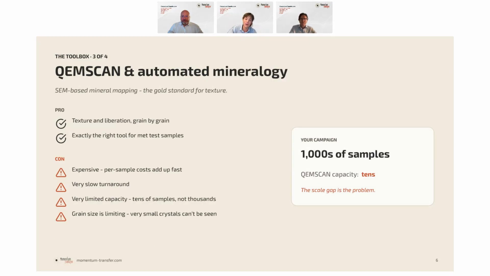Obviously, this is pretty expensive. It can take a long time to actually get your results back. It's not super good at doing your whole drill campaign. Well, not at all. You need to be selective in what you're sending in, and it's limited by grain size. So if you are working with anything below, I think, 100 microns, then you just won't see it in the ChemScan, and you might be missing out on a large bit of your mineralogy.